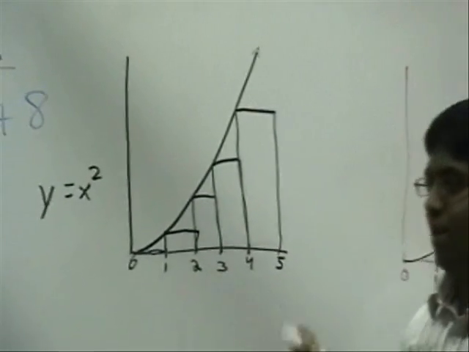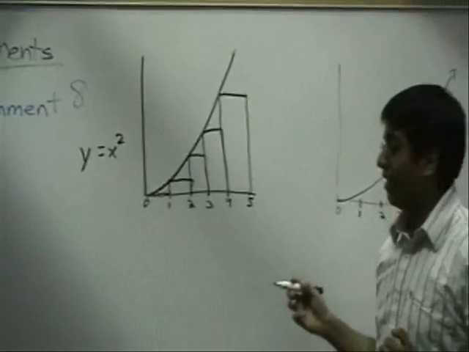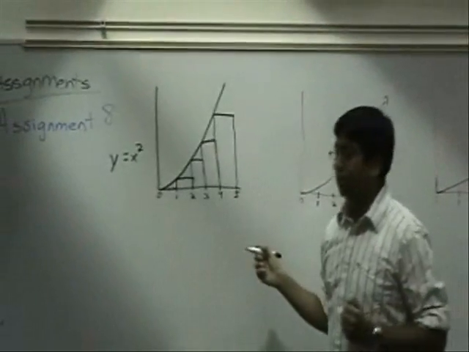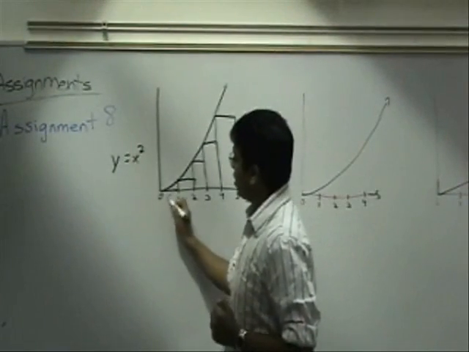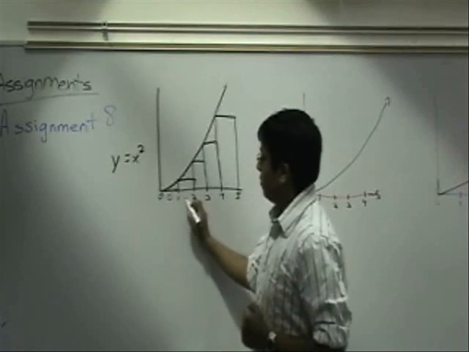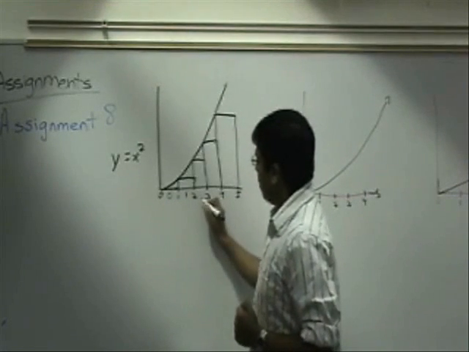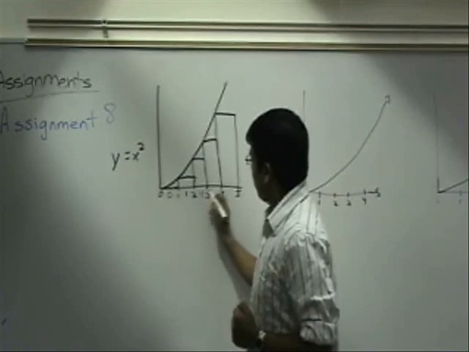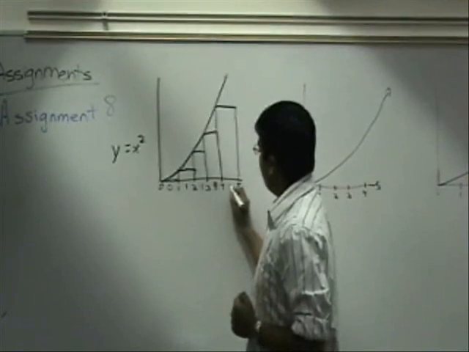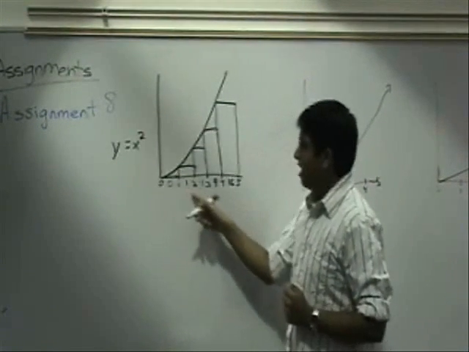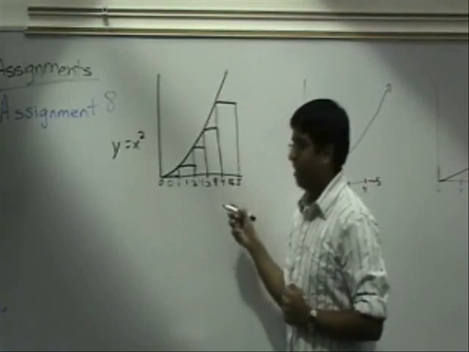Now that we have our 5 rectangles, we add the areas of these rectangles together to approximate the integral. So here we have 0. This one would obviously be 1. This one would obviously be 4. This one would be 9. And this one would be 16. Adding these numbers up, we then have approximated an integral.